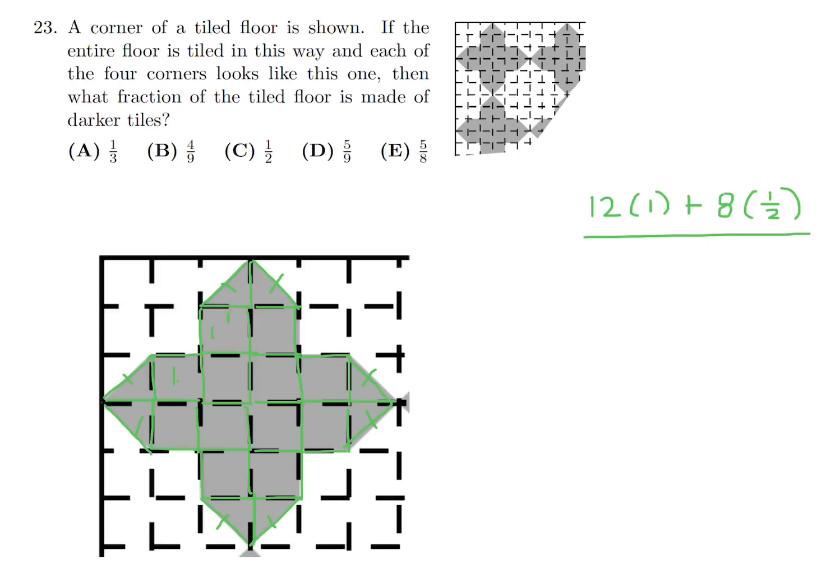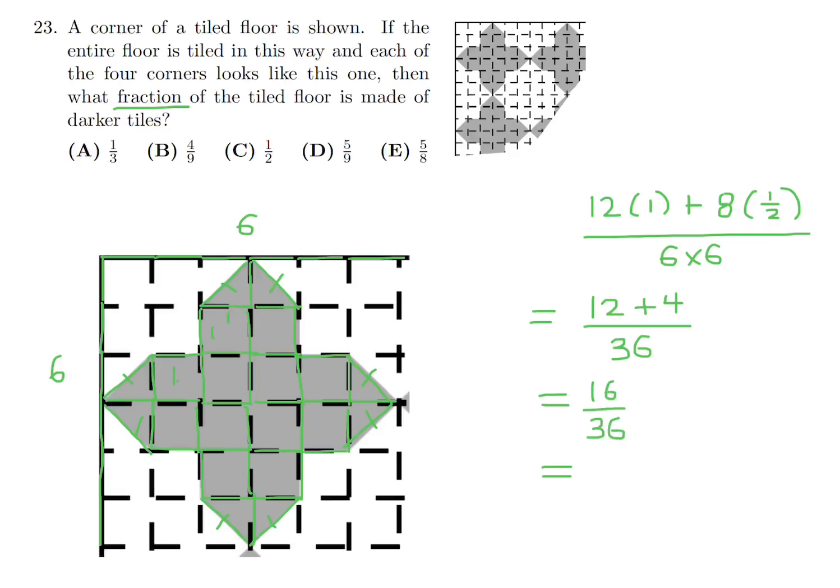Because they want the fraction, right? So the total is 1, 2, 3, 4, 5, 6 across, and 1, 2, 3, 4, 5, 6 on the side. So the total area is 6 times 6. So there you have it. This will give you 12 plus 4 over 36, and that is 16 over 36. That reduces to 8 over 18, further reduces to 4 over 9. 4 over 9 would be choice B.